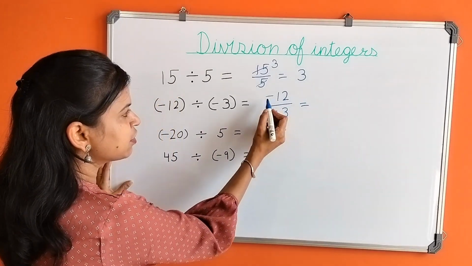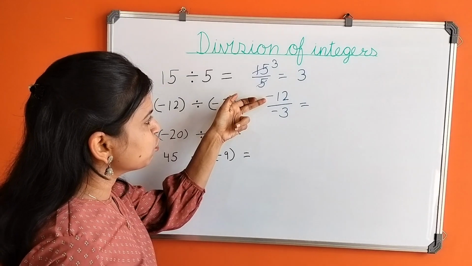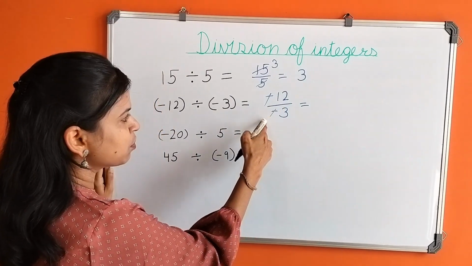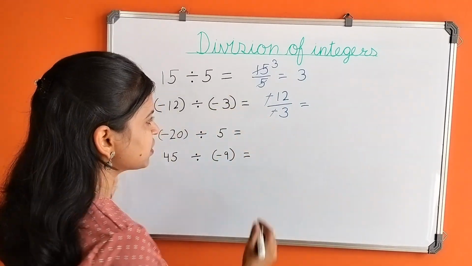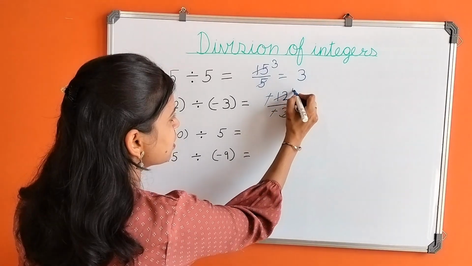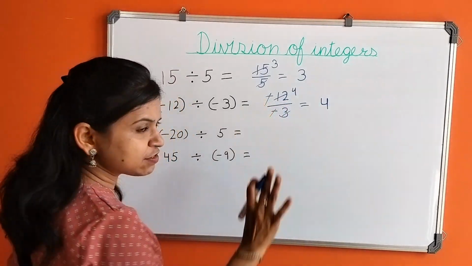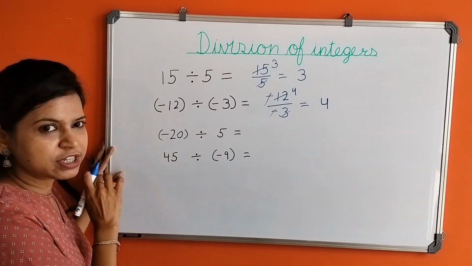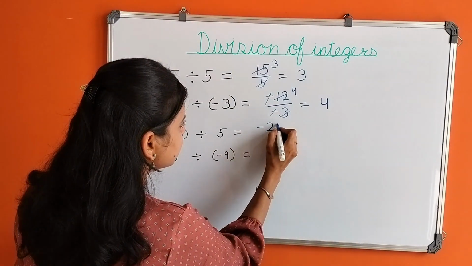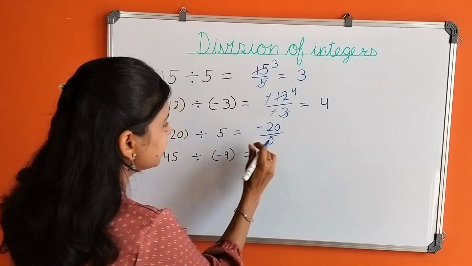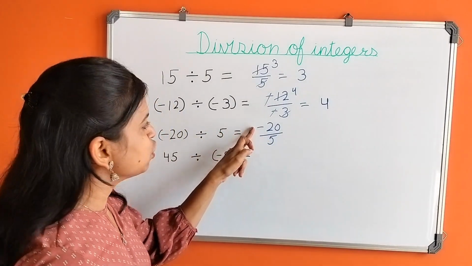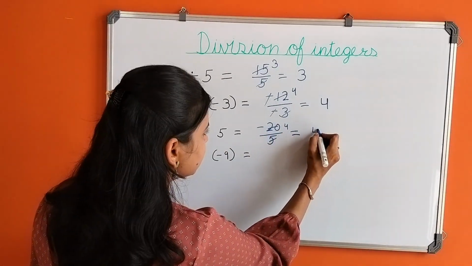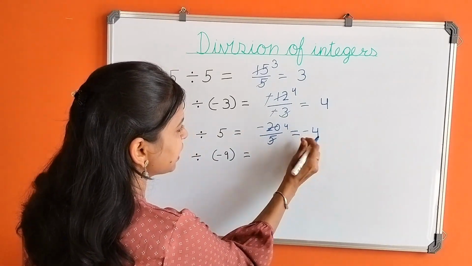In this, when there is a negative sign in the numerator and denominator both, then we will cut them. Both negatives will cut each other. Now 3 4s are 12. The negative sign is not there because they have cut each other. The answer is positive. Next, minus 20 divided by 5. In this, the negative is in the numerator only. So 5 4s are 20. Negative is there, so the answer will be negative.